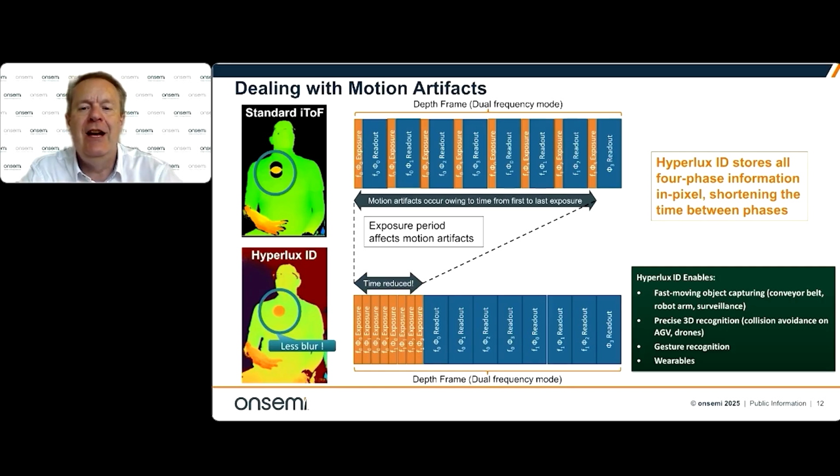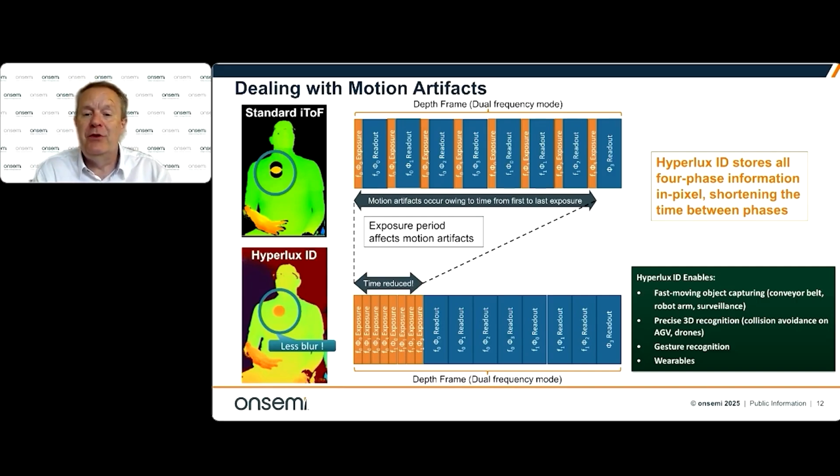Hyperlux ID stores all of the 4-phase information in the pixel. So this shortens the time between the phases. Basically, you can do all 4 exposures for each frequency consecutively. So you can have those 4 phases that I mentioned, 0 degrees, 90 degrees, 180 degrees, 270 degrees, and you can do that for both frequencies and then do all of the readout, because we have this in-pixel memory that enables the readout to all happen after the exposure.